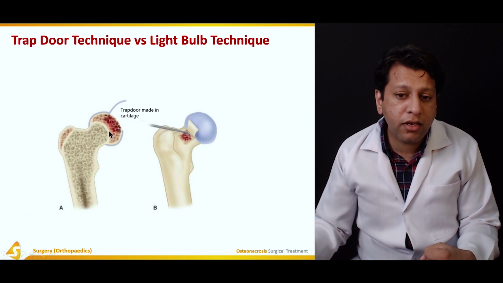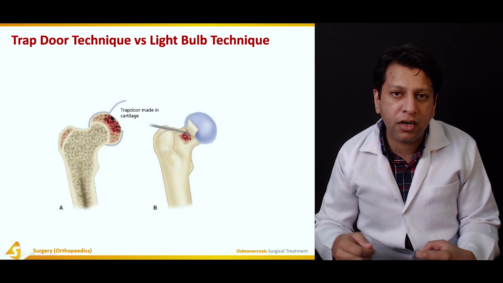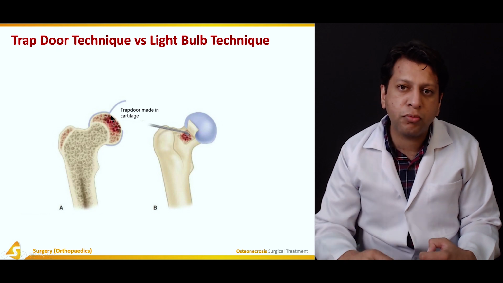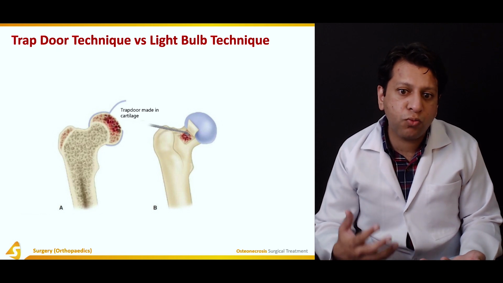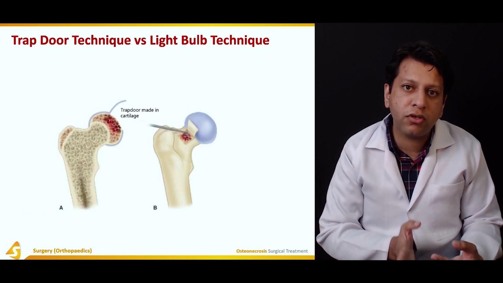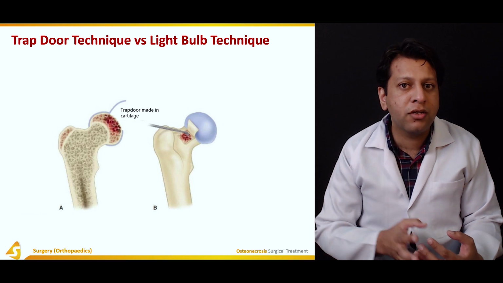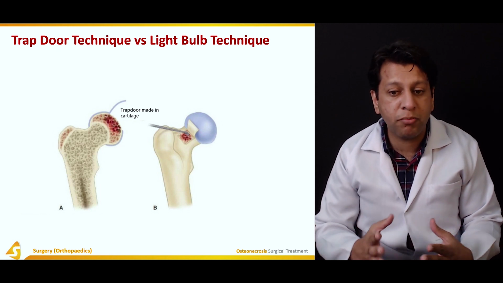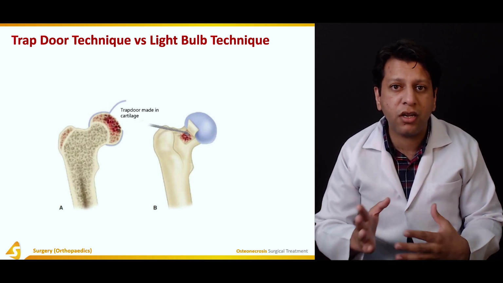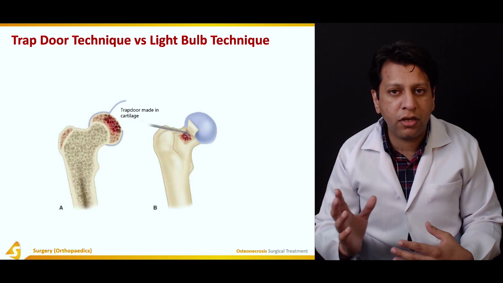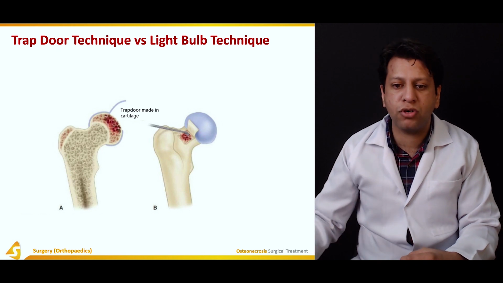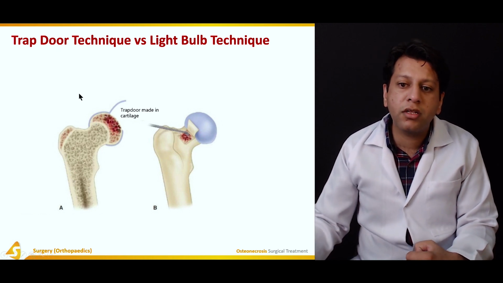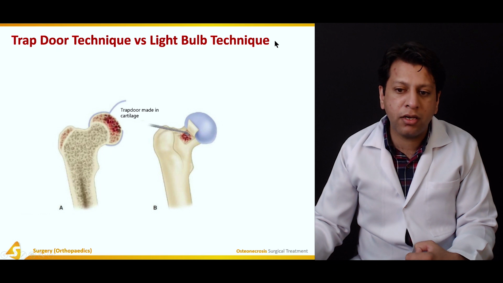But the problem with this was that the cartilage was taken out and then put back. Eventually it still produced arthritis, and what we want to prevent is arthritis of the joint, so that the hip remains normal. Not all of these techniques are for early osteonecrosis. When there is early or intermediate-level osteonecrosis, there is another technique which is called the light bulb technique.